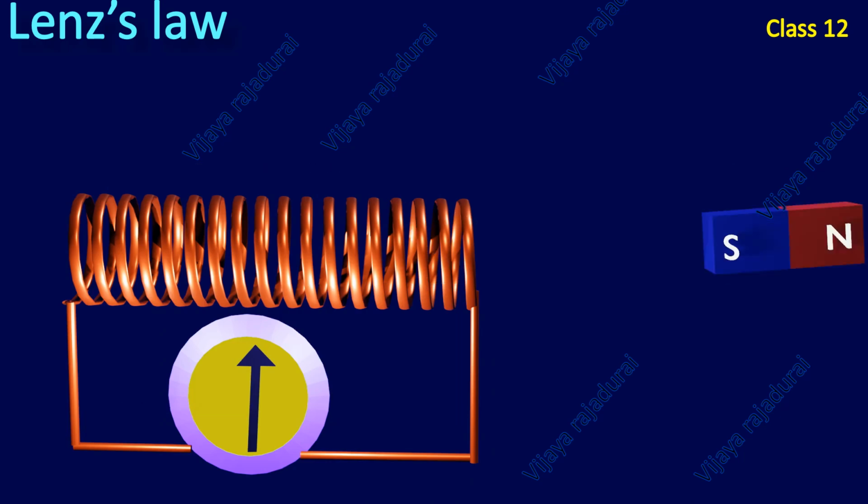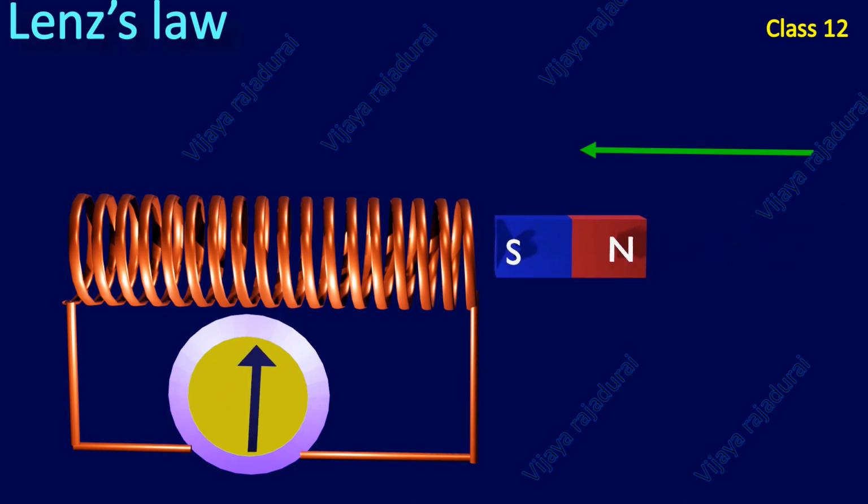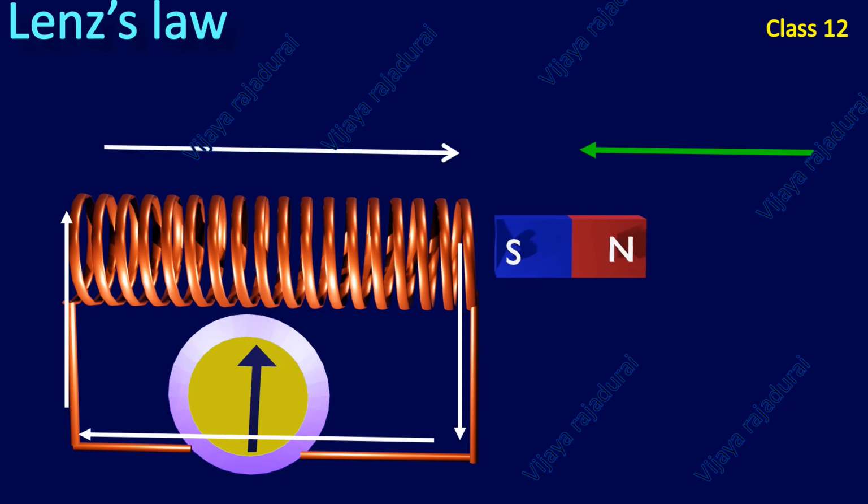If the south pole of the bar magnet moves towards a coil, the magnetic flux through the coil increases. Hence, the current is induced in the coil in such a direction that it opposes the increase in flux. This is possible only if the current in the coil is in clockwise direction with respect to the bar magnet, so that the magnetic moment associated with this current has south polarity towards the south pole of the approaching magnet.